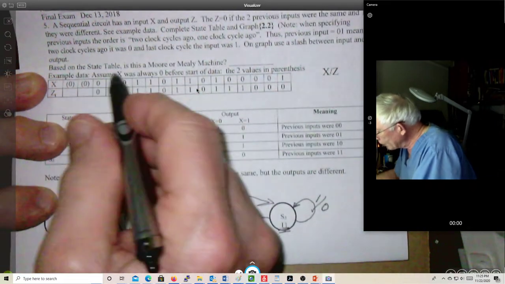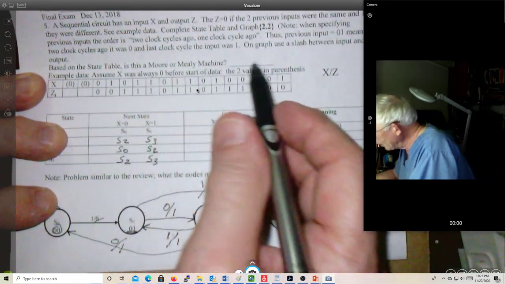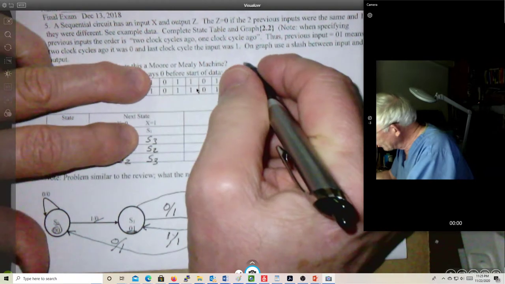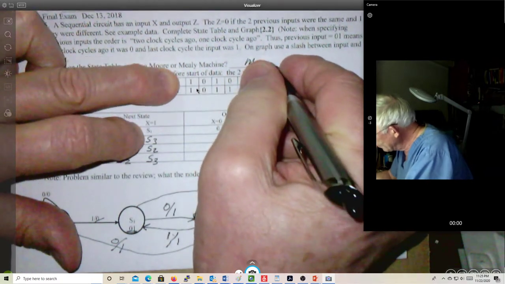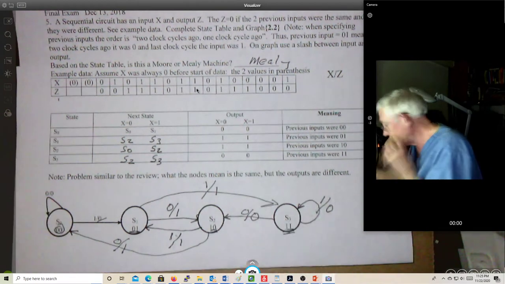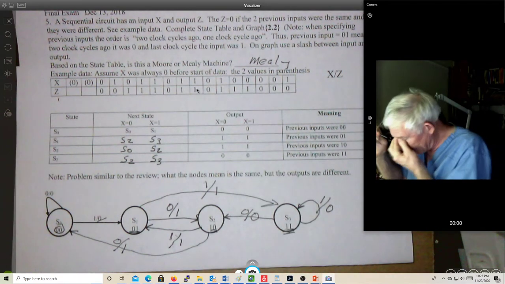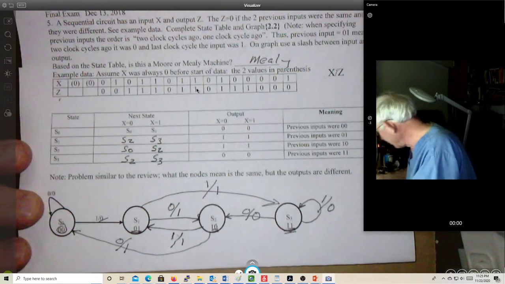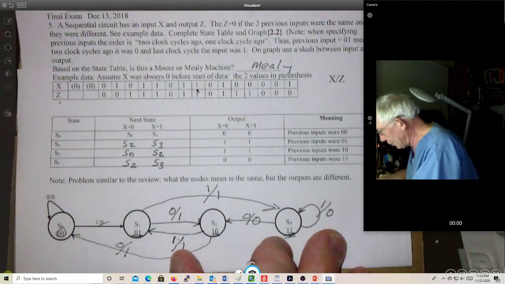Now, based on the state table, is this a Moore or a Mealy machine? Well, it's really a Mealy. But the outputs don't depend on x, so you could argue that in that sense, it's really a Moore. But that's just how it worked out, I guess.